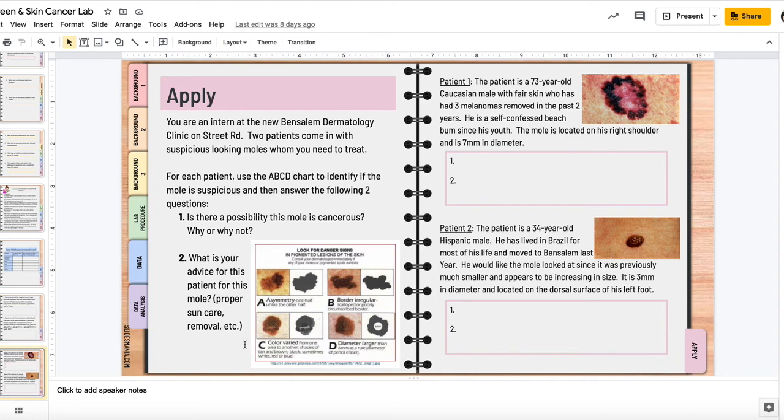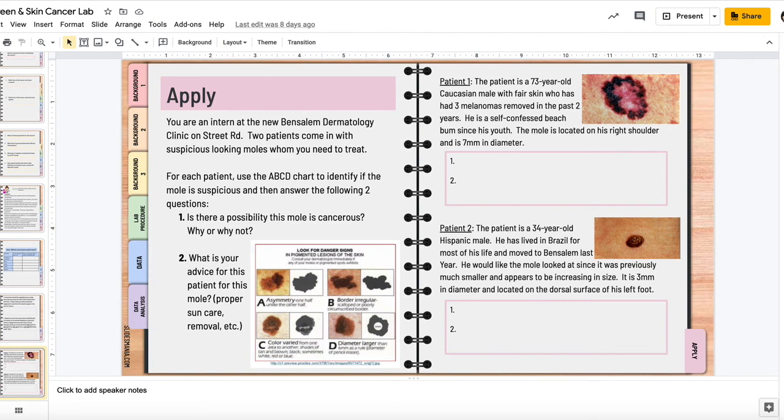So should they just continue and make sure they're following proper skincare while they're in the sun? Should they have it removed? That kind of thing. And then you'll do the same thing for patient 2. Again, there's a background, you have an image, and then you'll answer those same 2 questions.